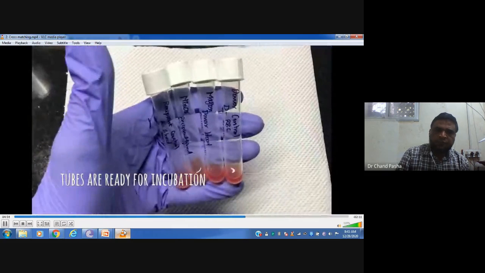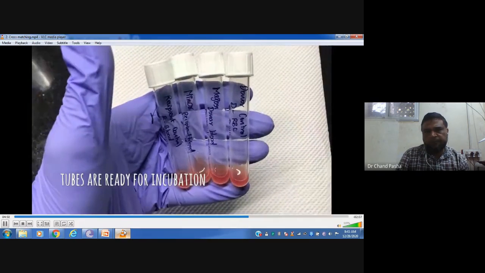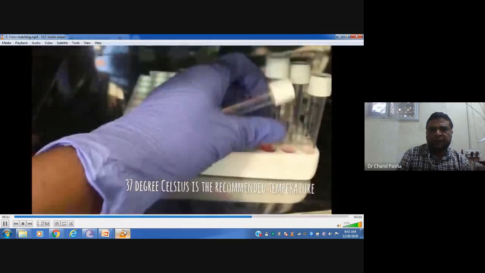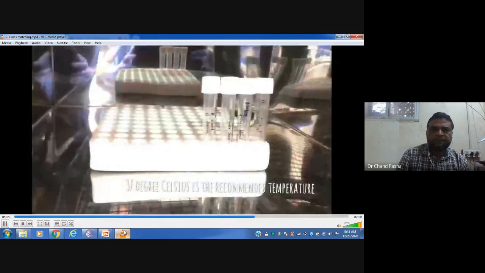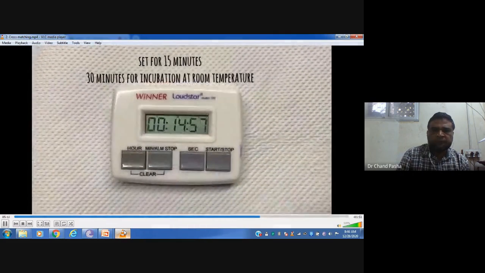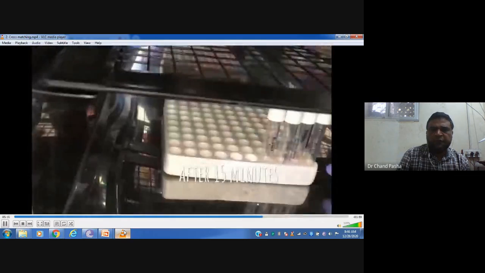After adding the donor and recipient samples, these are the four setups. Two are major, two are minor. Now it is time for incubation. Incubate at 37 degrees Celsius for 15 minutes, or 30 minutes at room temperature. Here I am setting the timer for 15 minutes because I am incubating at 37 degrees Celsius. If it is room temperature incubation, it will take 30 minutes.